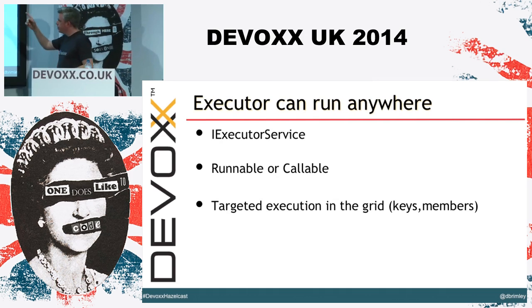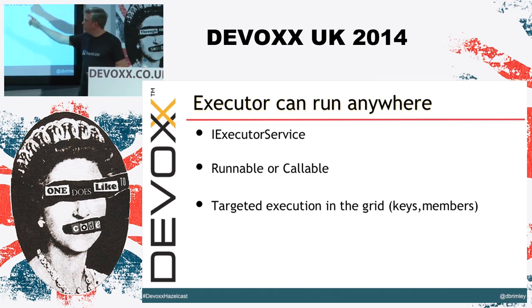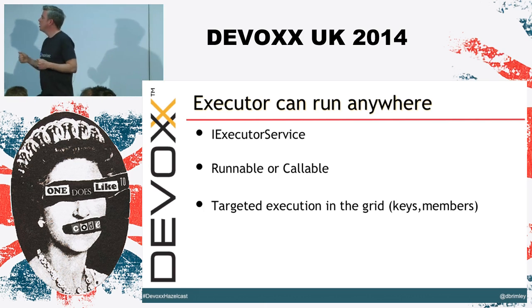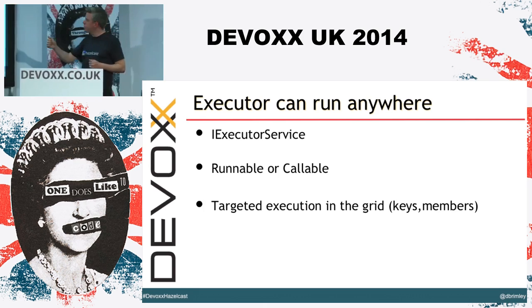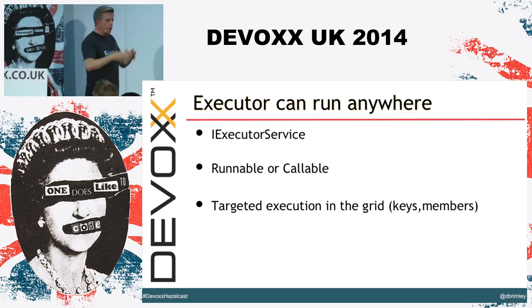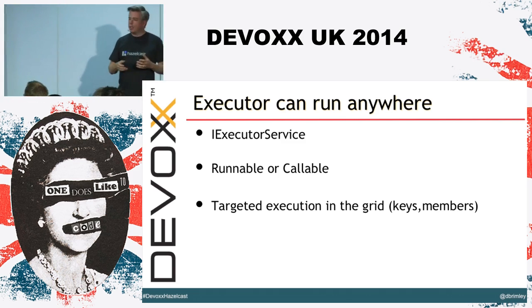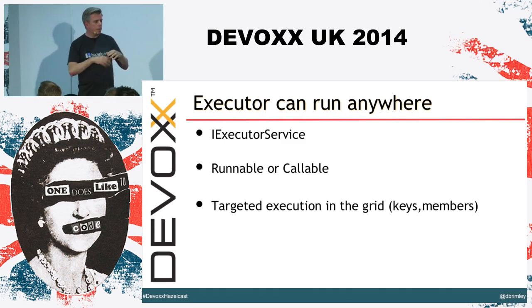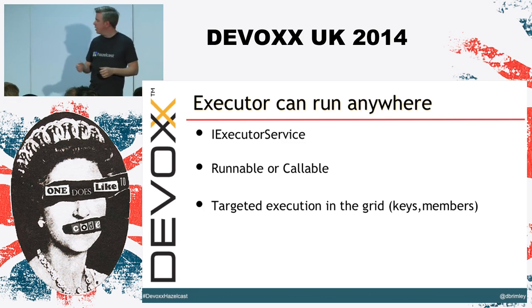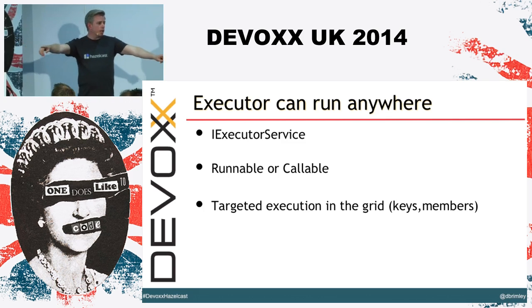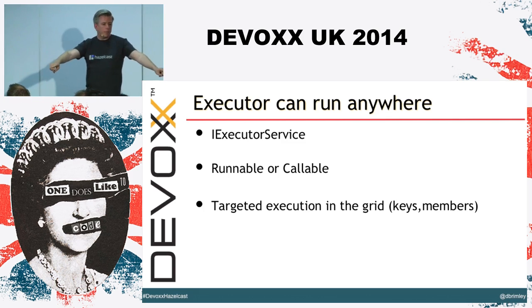So, as I said, the executor, the interface is IExecutorService. It can have a runnable or a callable. And most importantly, with this you can do targeted execution inside your grid. So you can say to your executor, I want to run this runnable or callable, and I want to run it on only particular nodes in the cluster that have some keys that I'm interested in. Okay, so you might want to do some mutation on some data sets. That runnable or callable will be sent out into the grid, and because Hazelcast knows where those keys are, it will only run on those JVMs where the data is.